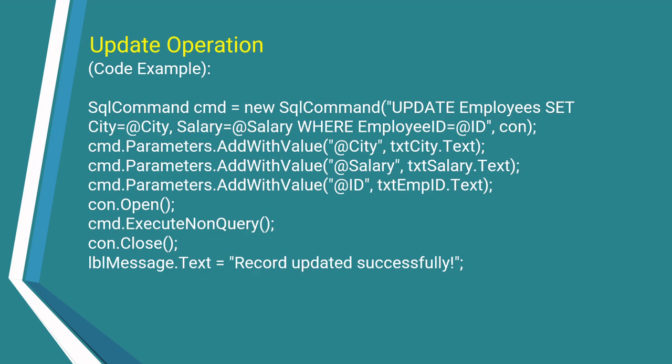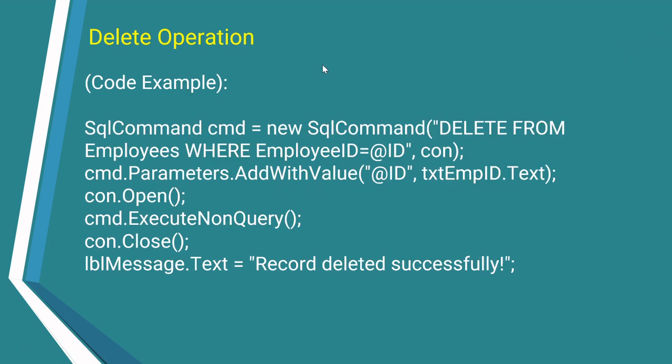Deleting a record is straightforward. Just provide the employee ID to identify which row to remove. To show your updated data on screen, use a grid view and bind it to a data table loaded from the employees table.